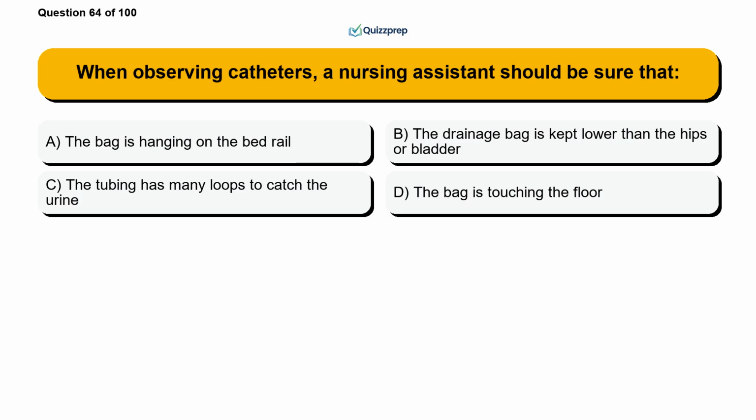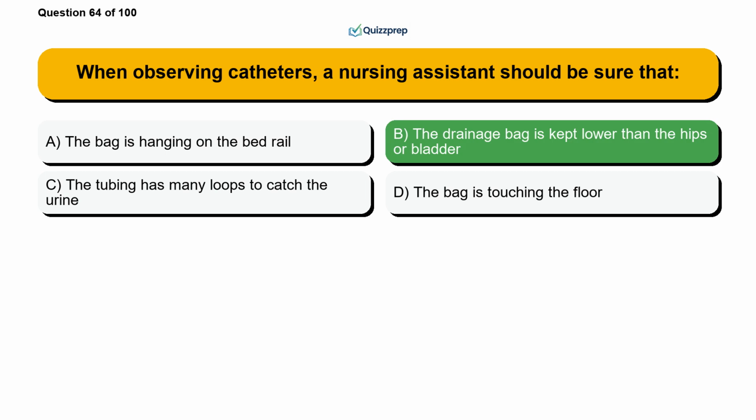Question 64. When observing catheters, a nursing assistant should be sure that: option A, the bag is hanging on the bed rail, option B, the drainage bag is kept lower than the hips or bladder, option C, the tubing has many loops to catch the urine, option D, the bag is touching the floor.